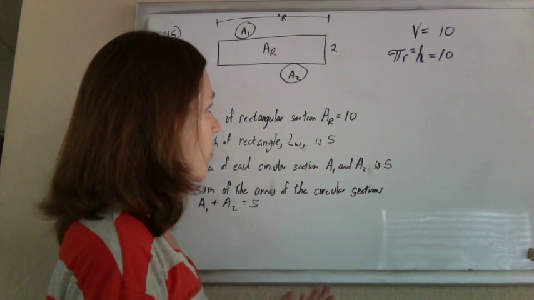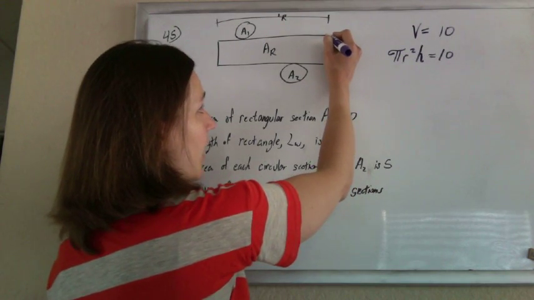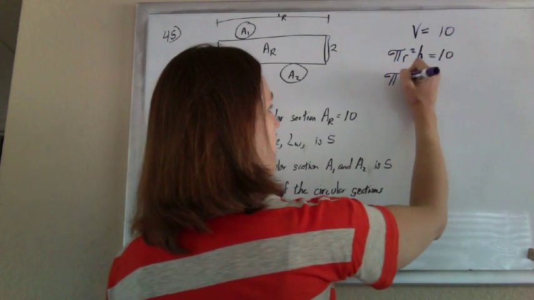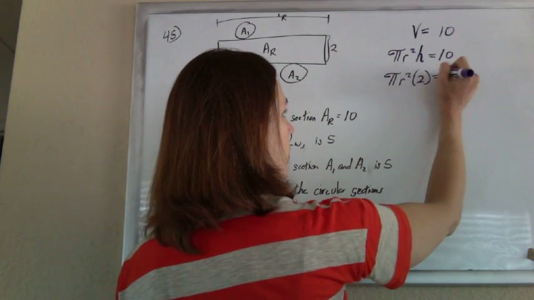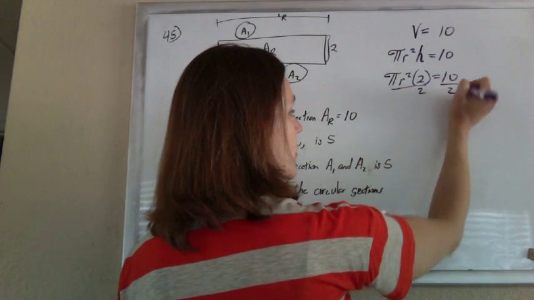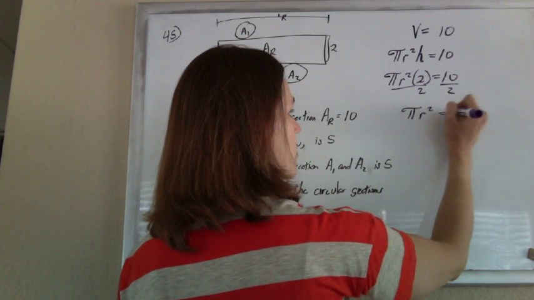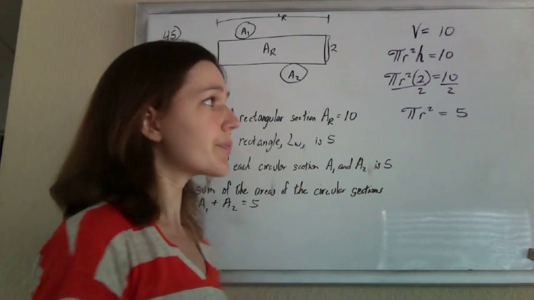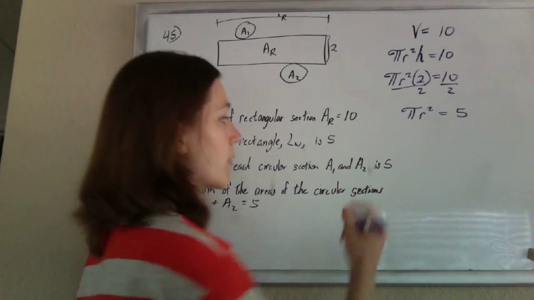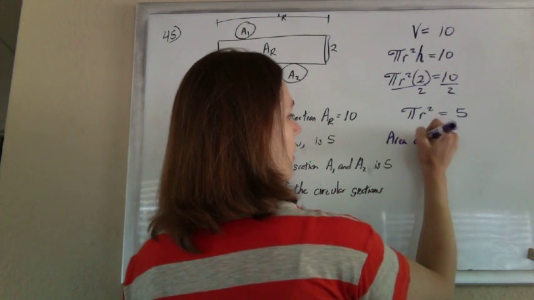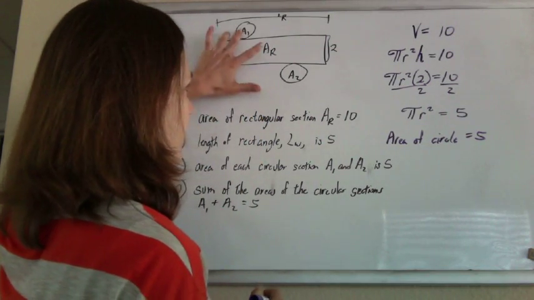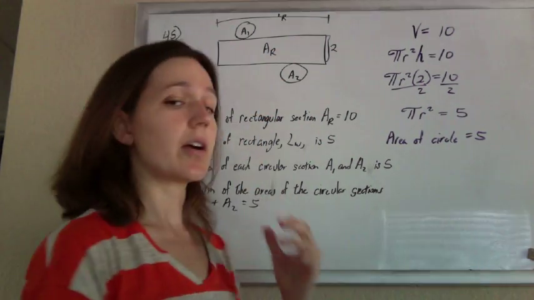Now let's see what else we know. We know that the height of my cylinder is 2. So let's put that in. We've got pi r squared times 2 will equal 10. And to clean this up a bit, why don't we divide both sides by 2 such that pi r squared is 5. Now pi r squared should be ringing some bells. Pi r squared is the area of a circle, right? So the area of the circle is 5. So each one of these circles has an area of 5.